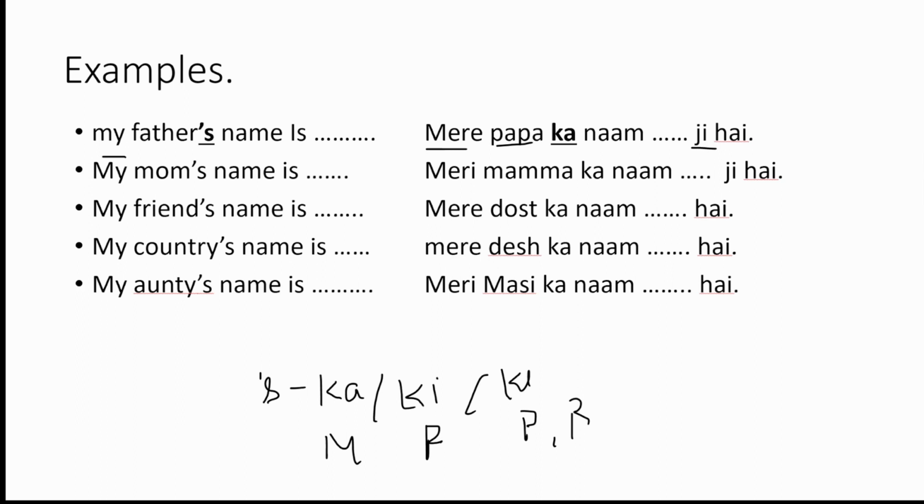I'm writing ji for giving respect. Whenever we take any elder's name, we add ji for giving respect, and we do this for all genders, for male, for female, for both. For giving respect, you can use ji. For example, if your dad's name is John, you can say मेरे पापा का नाम जॉन जी है. If your father's name is Mukesh, you can say मेरे पापा का नाम मुकेश जी है.